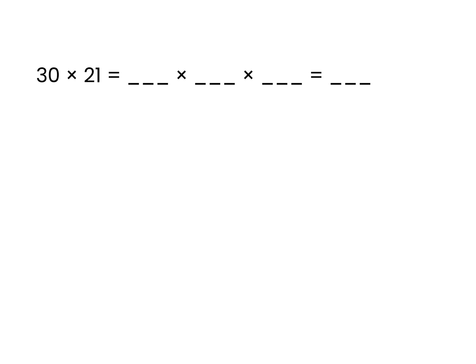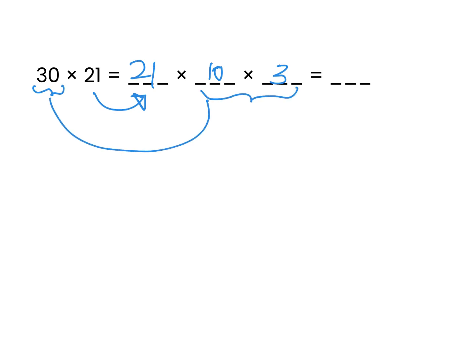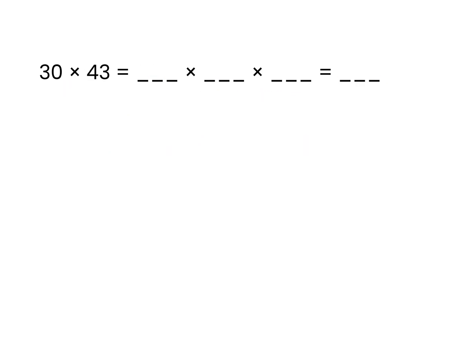If we look at 30 times 21, we're going to break that down as 21 times 10 times 3. So the 21 came right here. And 30, we decided to break apart into 10 times 3. It all is the same. We can do that. So we have 21 times 10 is 210 times 3. So when we do that, that is 630. So 210 times 3, 630.